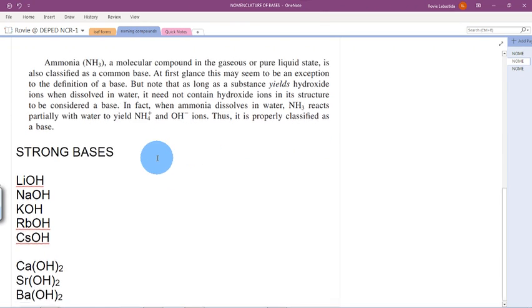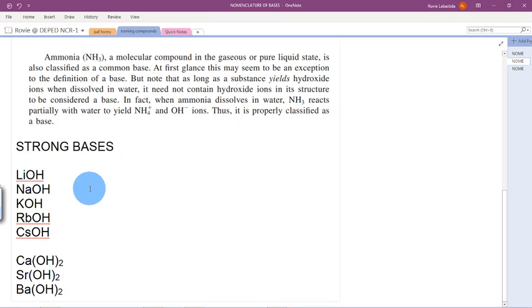Okay? Now, we have here the strong bases. So these bases are very corrosive. You have to be extra careful when handling these bases, or you might get burned in your skin. So, we have LiOH. Let us practice what we learned a while ago. So, how do we name this base?